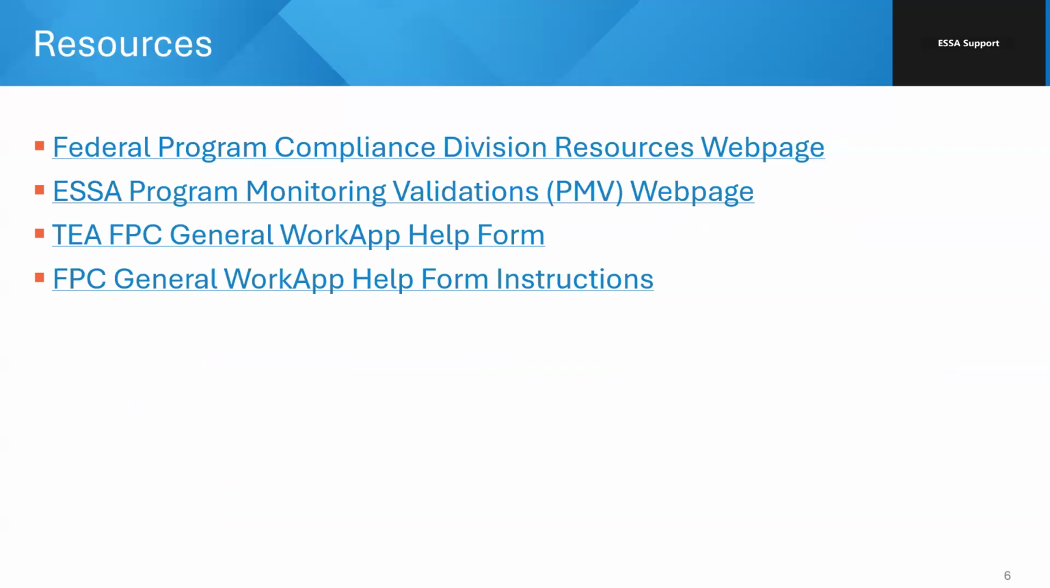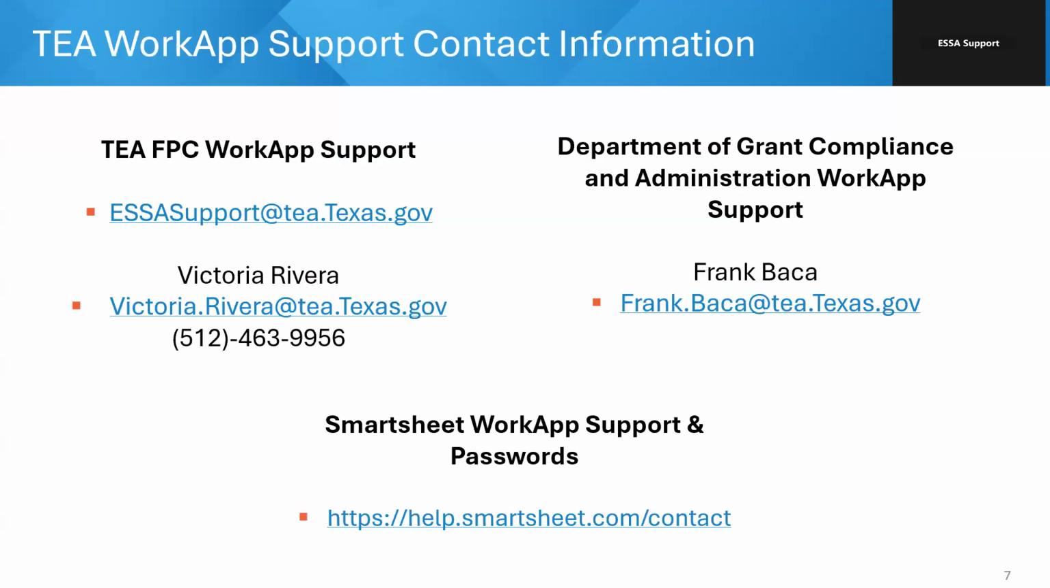I'd like to also provide you with this slide that provides some FPC division resources that you may find helpful and includes additional information about the PMV process and help forms. For any FPC WorkApp related questions or issues, please submit an FPC general help form or feel free to contact either ESSA support or the program and project coordinator for assistance. If you need TA WorkApp assistance, please contact Frank Baca at TEA. If you require Smartsheet WorkApp assistance, then please submit a Smartsheet help desk ticket using the link shown on the screen.